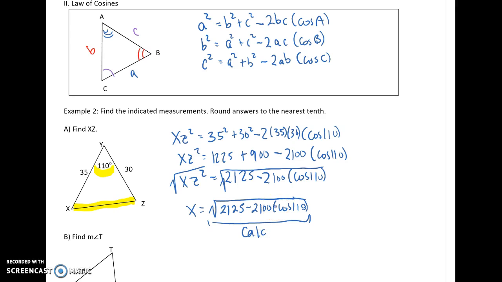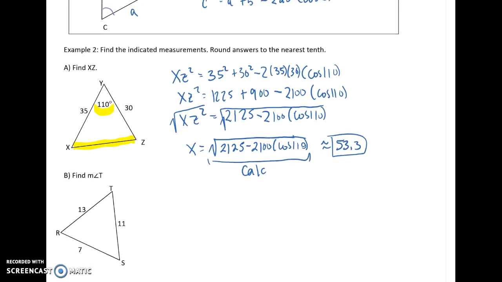All right, and again, if your calculator can do it all at once, great. If it can't, do it one step at a time using your PEMDAS. Do cosine 110 times negative 2,100 plus 2,125, and then square root that whole thing, and let's round that to the nearest tenth to get approximately 53.3. All right, and that's law of cosines. Let's do one more, and then we'll be practicing this in class tomorrow.